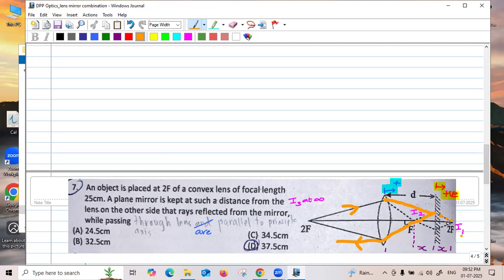So the first image I1 is by the lens. Second image I2 is by the mirror. The third image I3 will be at infinity, because it's a parallel beam of light, so it will converge at infinity. So the image is at infinity. So I3 is at infinity.